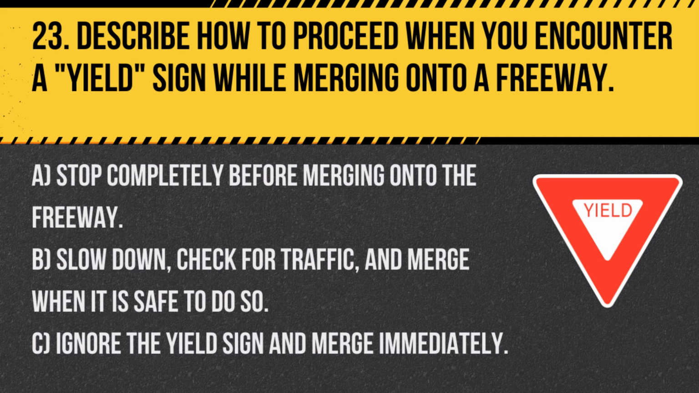Question 23. Describe how to proceed when you encounter a yield sign while merging onto a freeway. A. Stop completely before merging onto the freeway. B. Slow down, check for traffic, and merge when it is safe to do so. C. Ignore the yield sign and merge immediately.